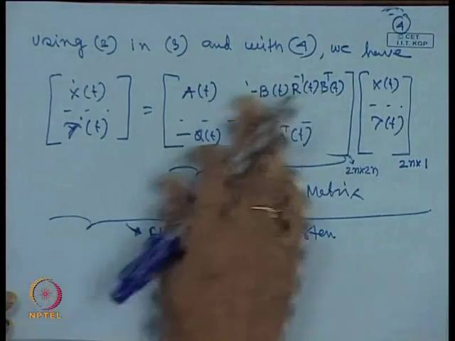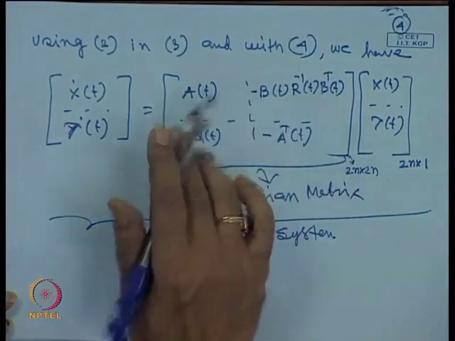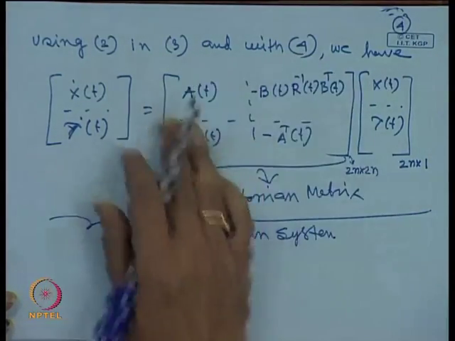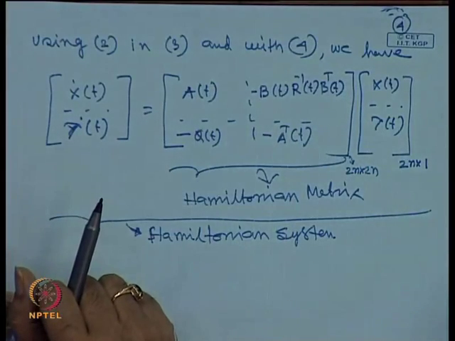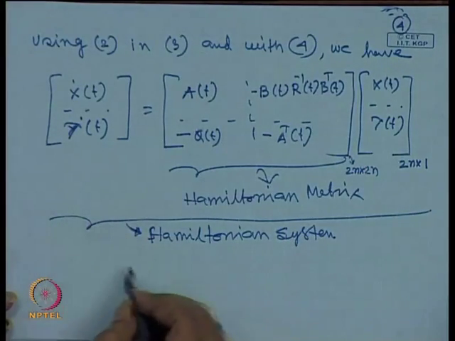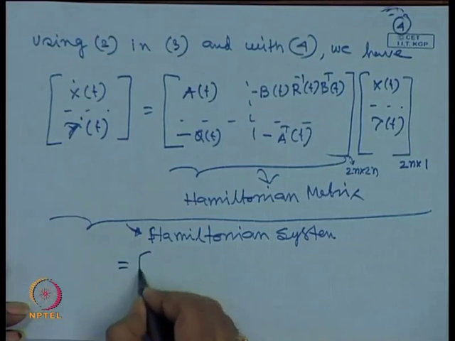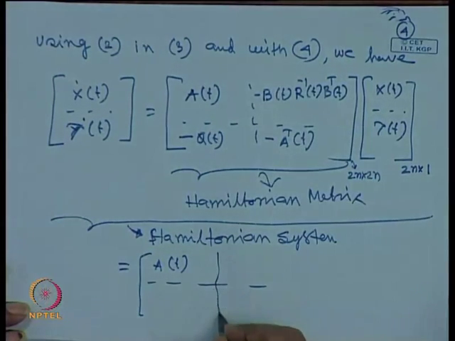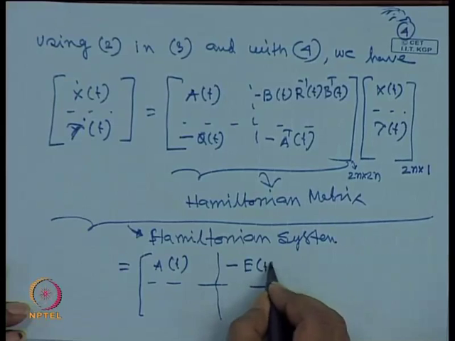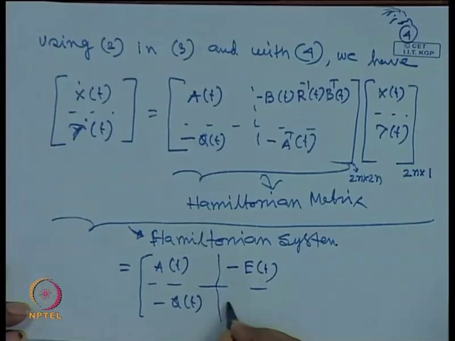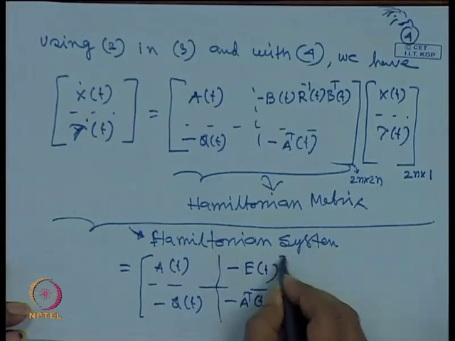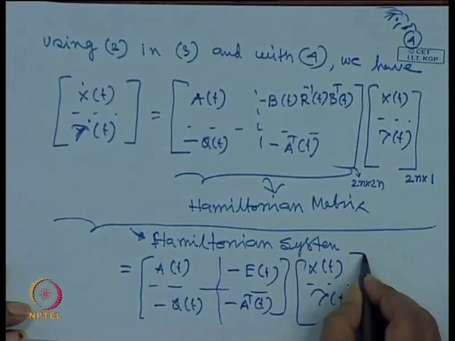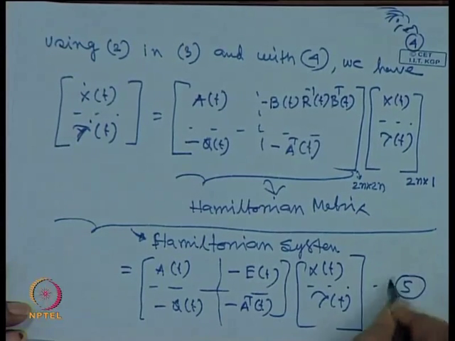What my main stress is here: without calculating anything, if the designer has selected r of t, q of t and the system matrix is known, I can find out the closed loop system matrix eigenvalues. So, we can write this in a more compact, simple form, in the sense I am replacing this by another variable, e of t, with plus minus q of t minus a transpose of t, acting on x of t and lambda of t. So, let us call this equation number 5.